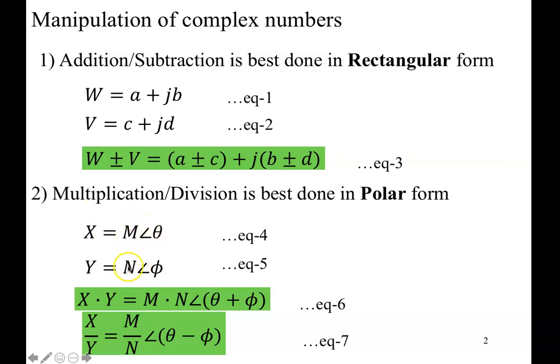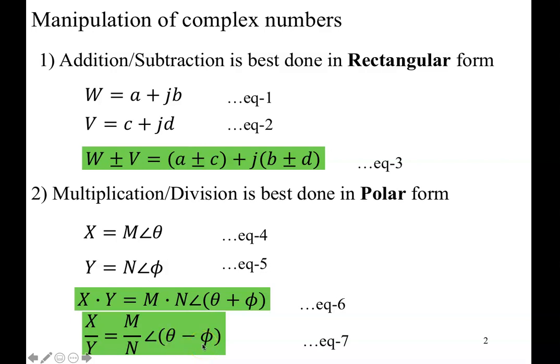multiply the magnitude. So this magnitude is m. This magnitude is n. So I multiply m to n. That gives you an overall magnitude. But for the angle, we don't multiply, we add. Okay? You add them together, so you get theta plus phi. When you do division between two complex numbers, you divide the magnitude, so m divided by n, but you subtract. Okay? You subtract the angles. So this becomes theta minus phi.